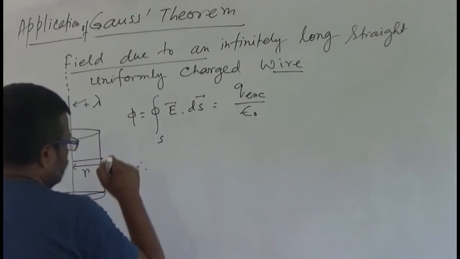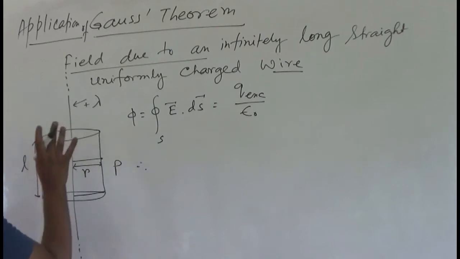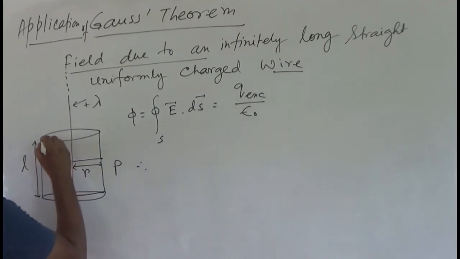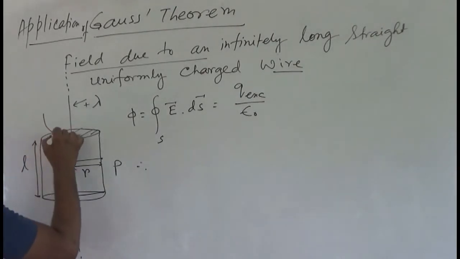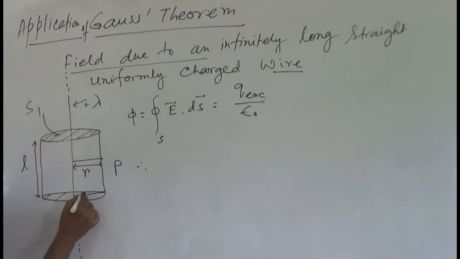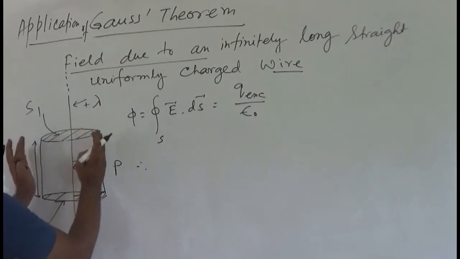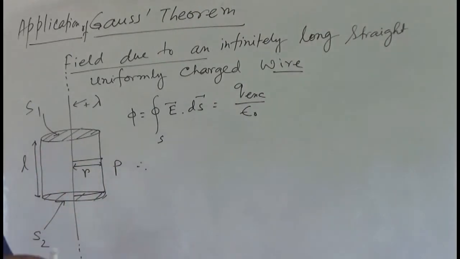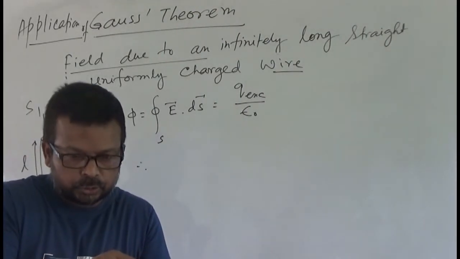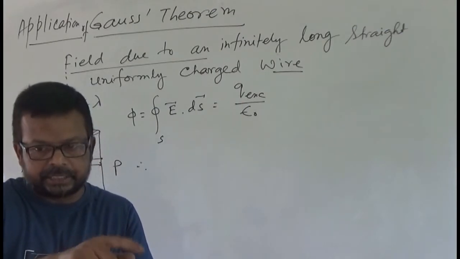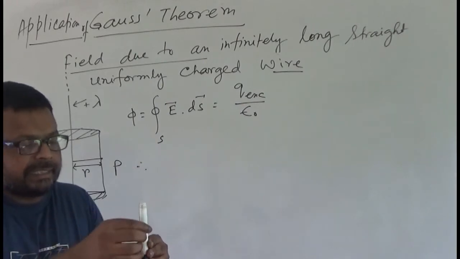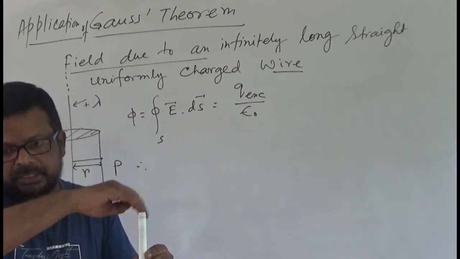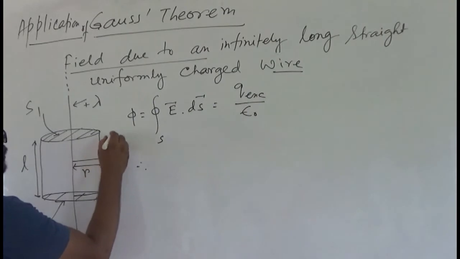Now we can divide this closed surface into three surfaces. One is the top surface. This is the top plane surface, S1. Other is the bottom plane surface. Let us say this is S2. And other is the curved surface. That means if this is the cylinder, then this top is the plane surface, this is S1, the bottom is also a plane surface, this is S2, and the curved surface of the cylinder is S3.